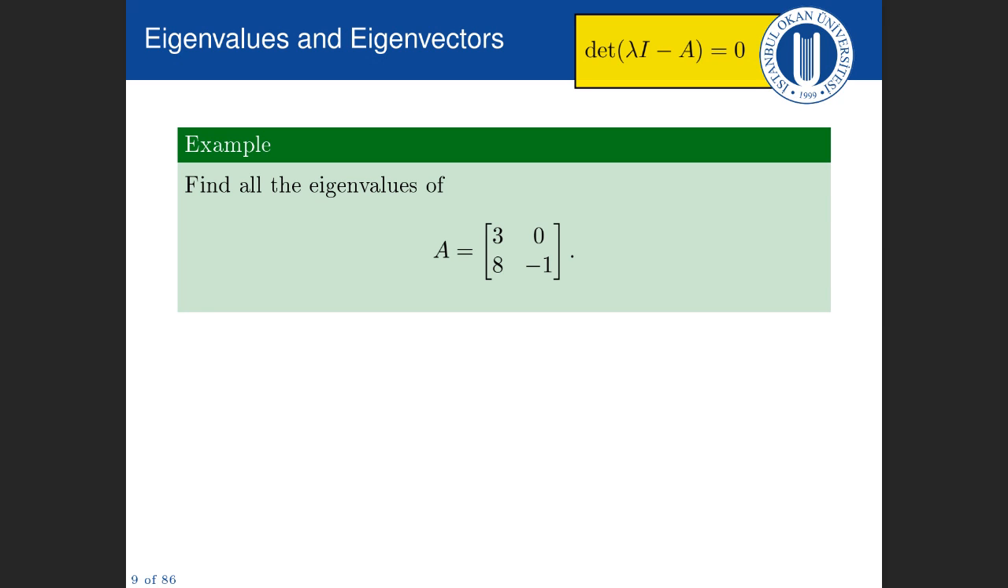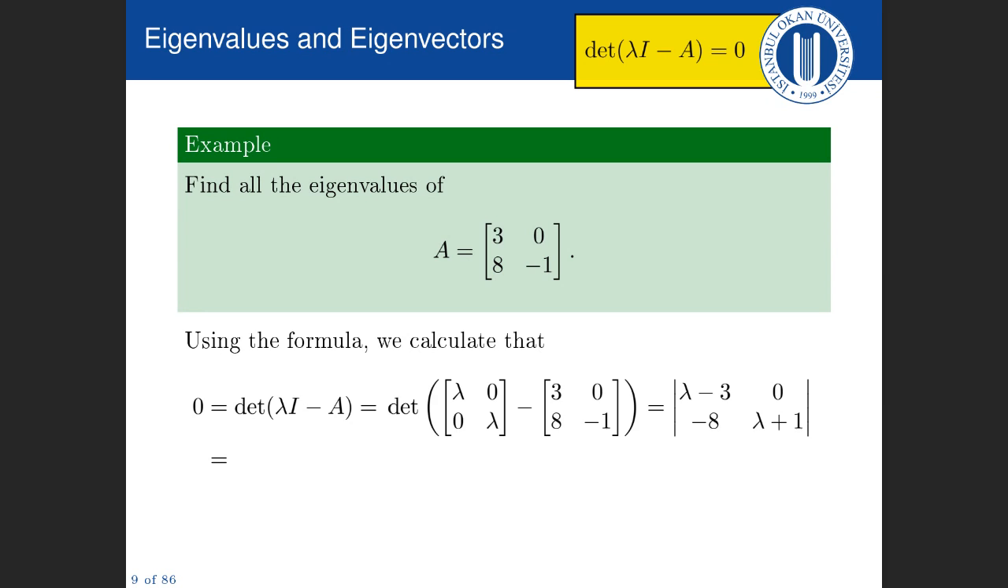For example, find all of the eigenvalues of the matrix 3, 0, 8, minus 1. We have our formula at the top. We want to put this A into this formula and then calculate the determinant of lambda I minus A equal to 0 and then see what that tells us about lambda. So we start with our formula. We start with 0 is equal to the determinant of lambda I minus A.